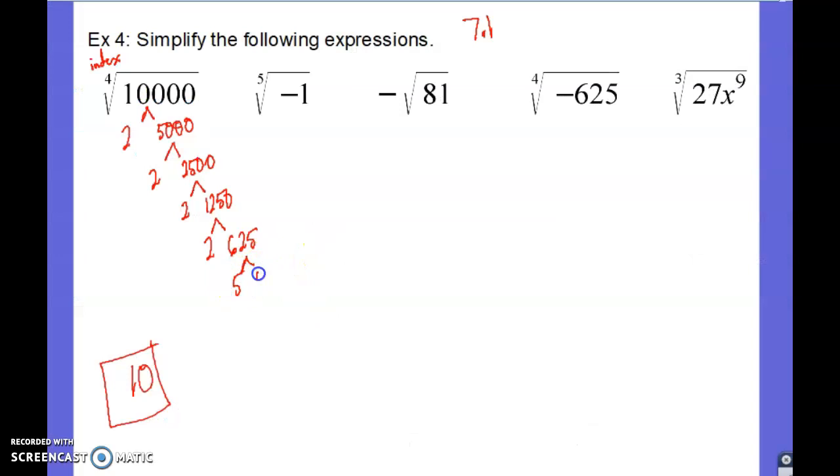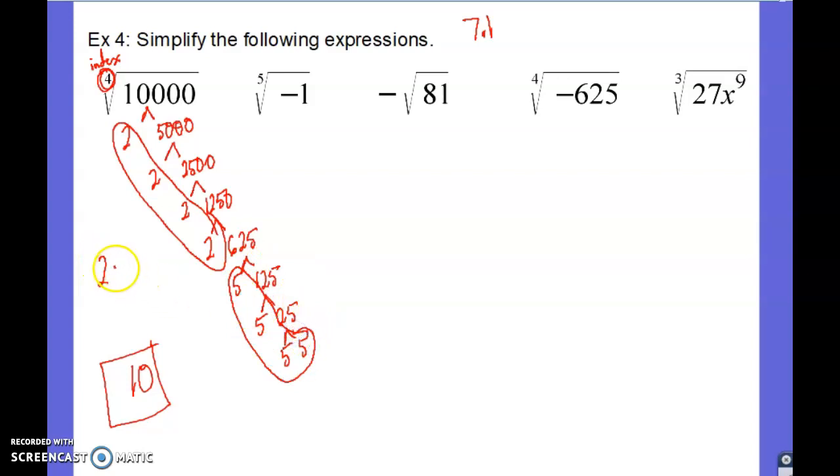So 5 and 125. Now I can do the rest on my own. 5 and 25. And then 5 and 5. And if the index is 4, you want a group of 4 of the same. So there's 4 2s, write that once. And then there's 4 5s at the bottom of the tree, so you write that once. And lo and behold, 2 times 5 is 10. That's how you can do it by hand.